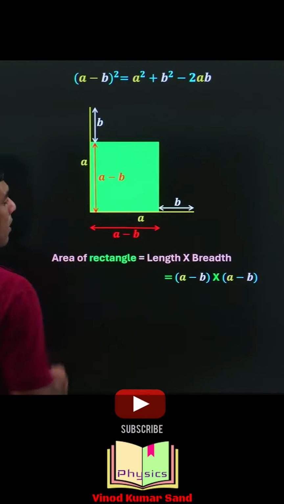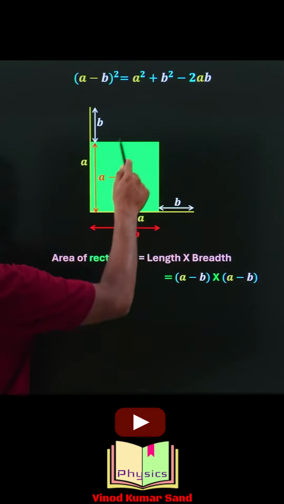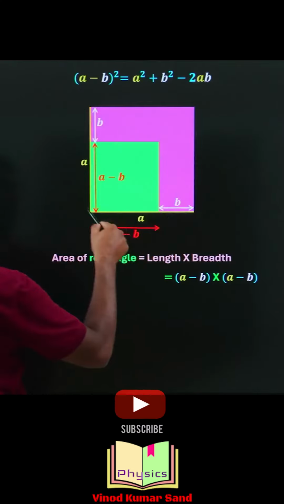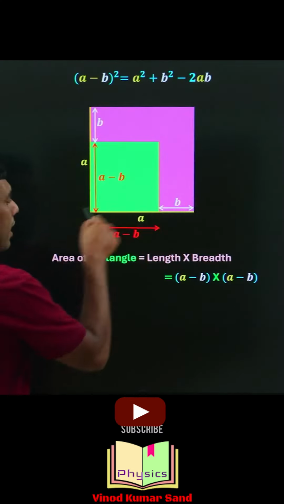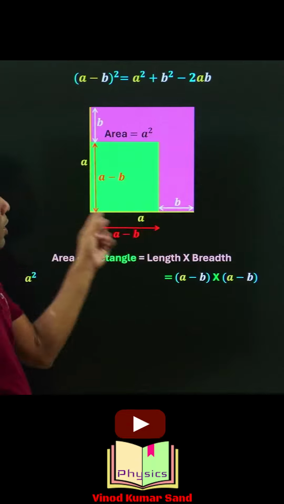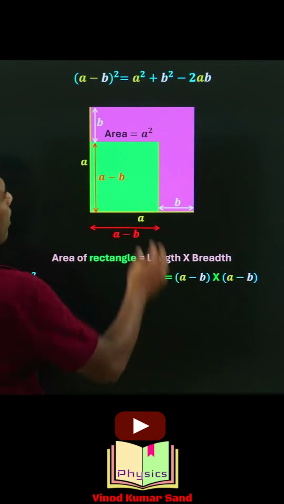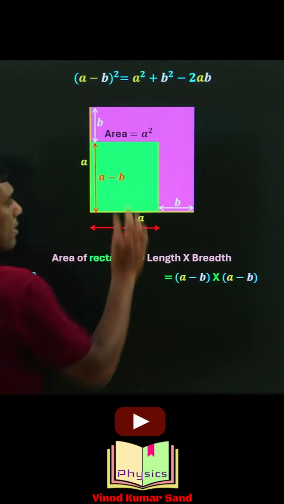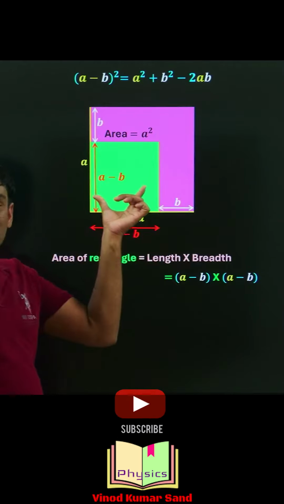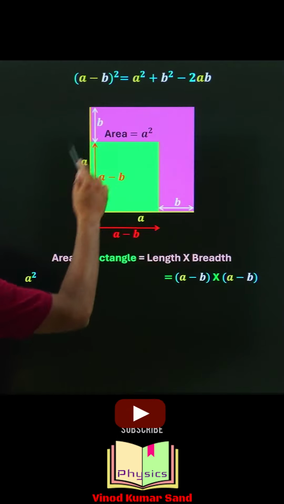Now, to obtain this area, we have an intuitive thought. This complete area, we know. This complete area is A square. This big one's area is A square. From that area A square, if I take out this area, this area, this area, then I'll be remaining with the green area. So let's do it step by step.